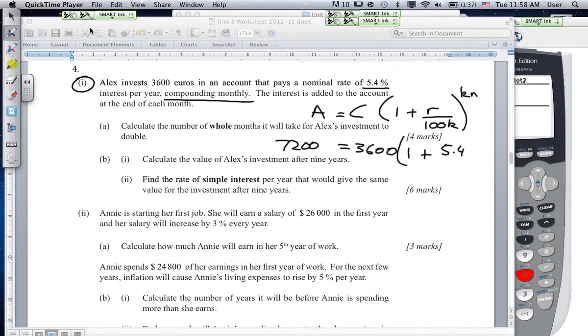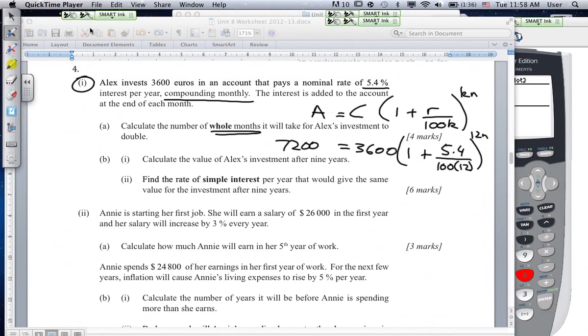5.4, but because it's compounding monthly, there's 12 periods in every year, so this is going to be 100 times 12, or 1,200, and then we're going to have here 12n. So we're actually looking at the number of whole months. So this 12 times n will actually give you the number of whole months, because n is the number of years. 12 times the number of years is the number of months.